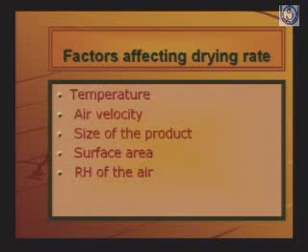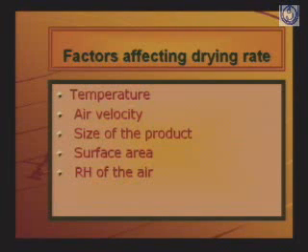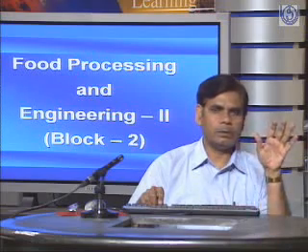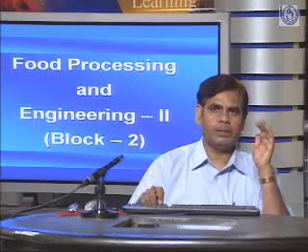Then coming to the factors affecting the drying rate. The first is temperature. As you know, temperature plays a very important role. It forces the product to evaporate. So if temperature is higher, then the rate of drying will be faster. If temperature is lower, then the rate of drying will be slower. In the same way, the second is air velocity. Air velocity also plays a very important role. Higher air velocity means the rate of drying will be faster. If the velocity is slower, the rate of drying will be slower.